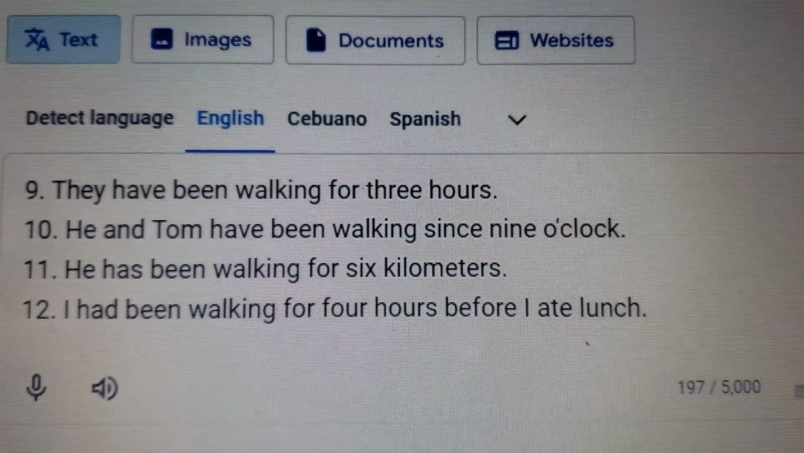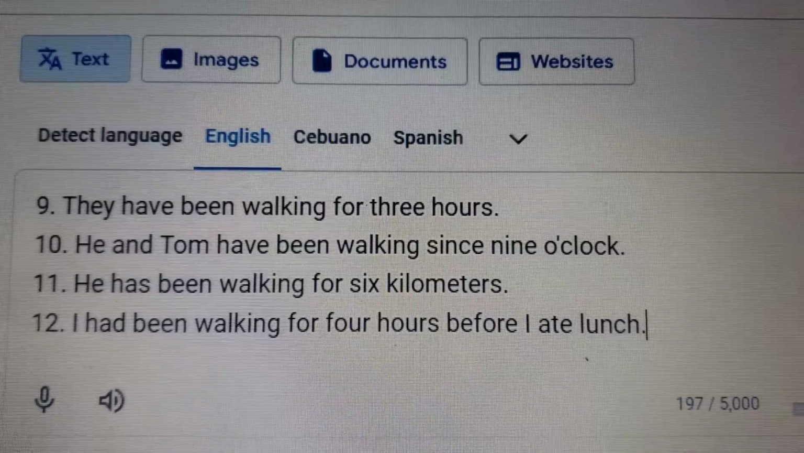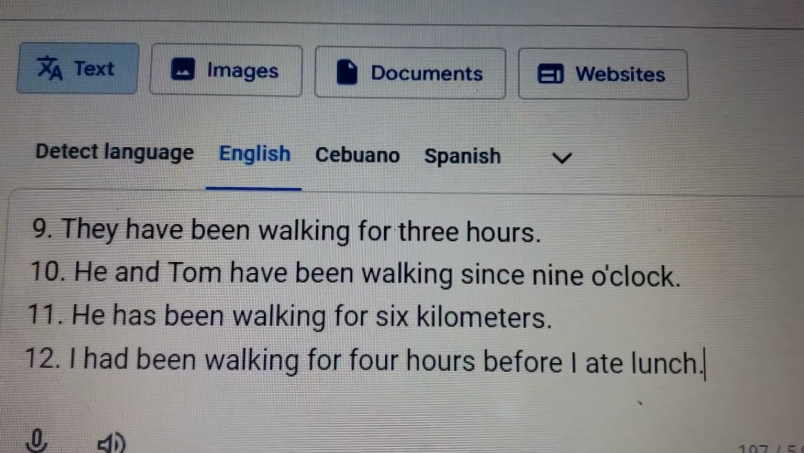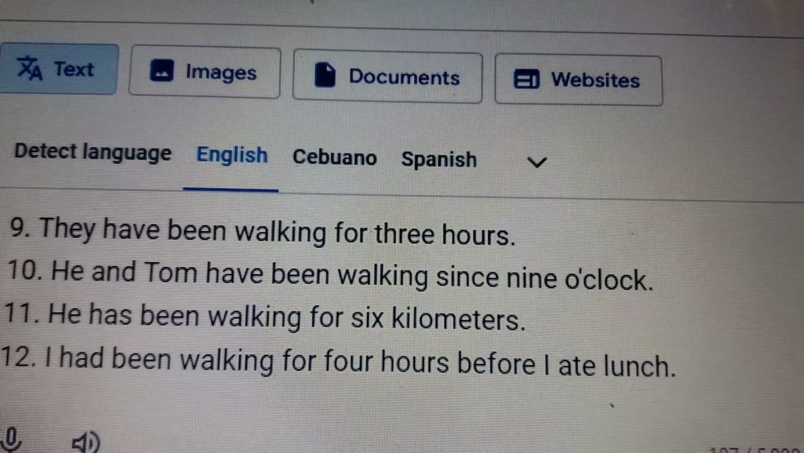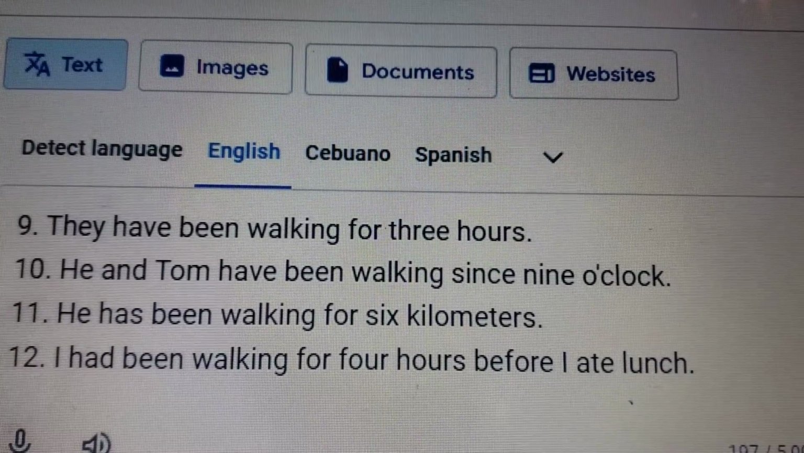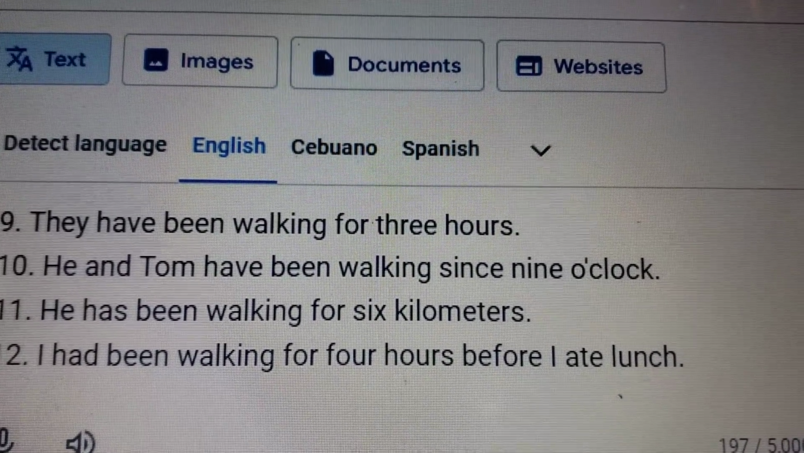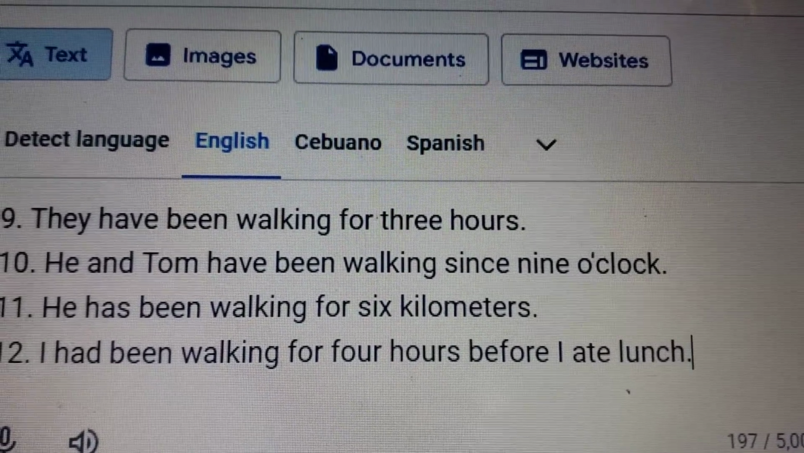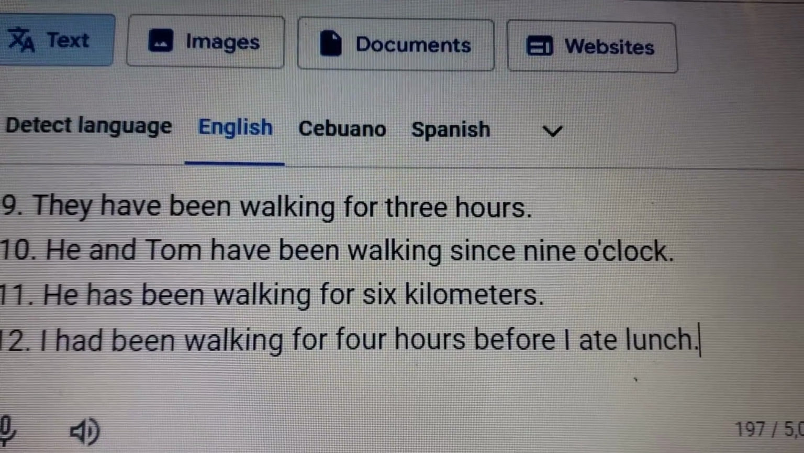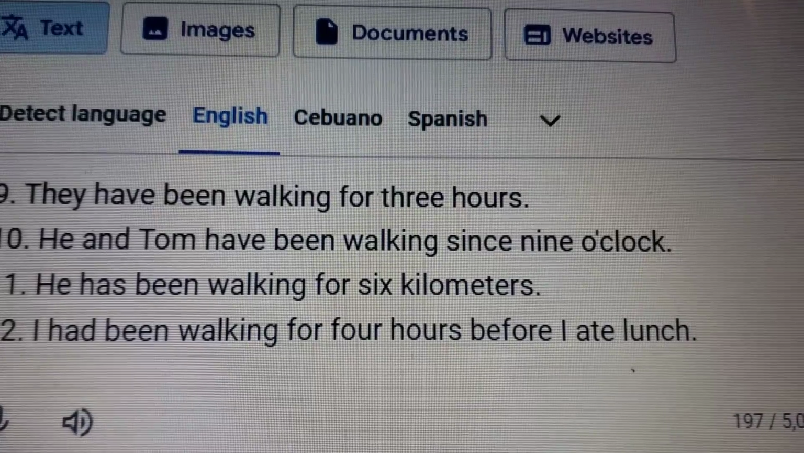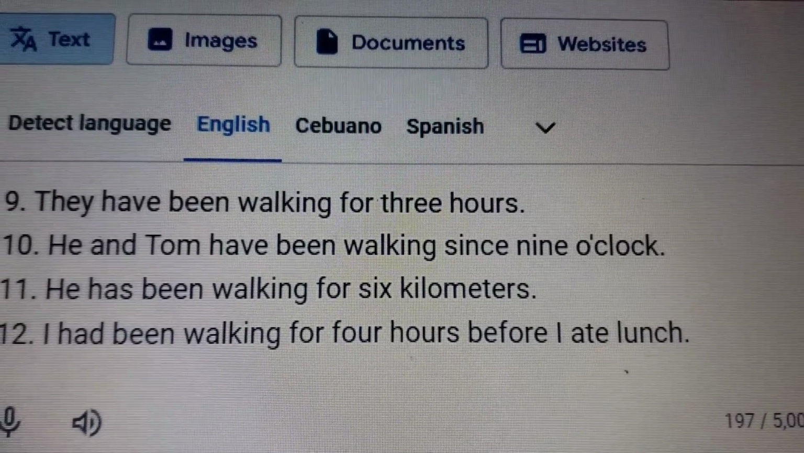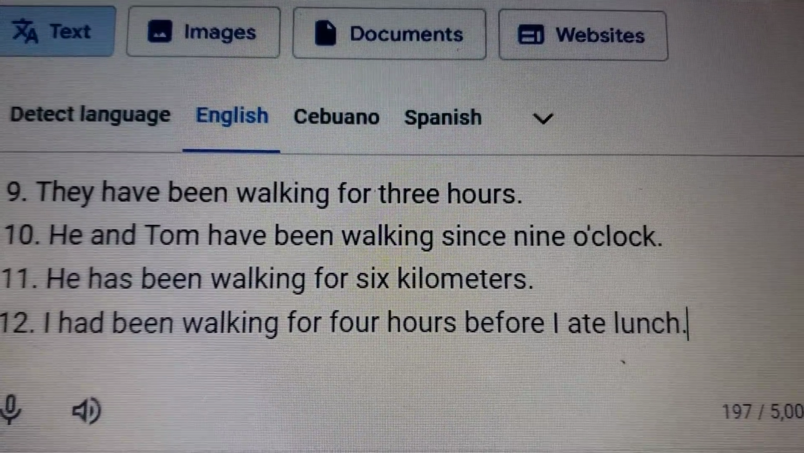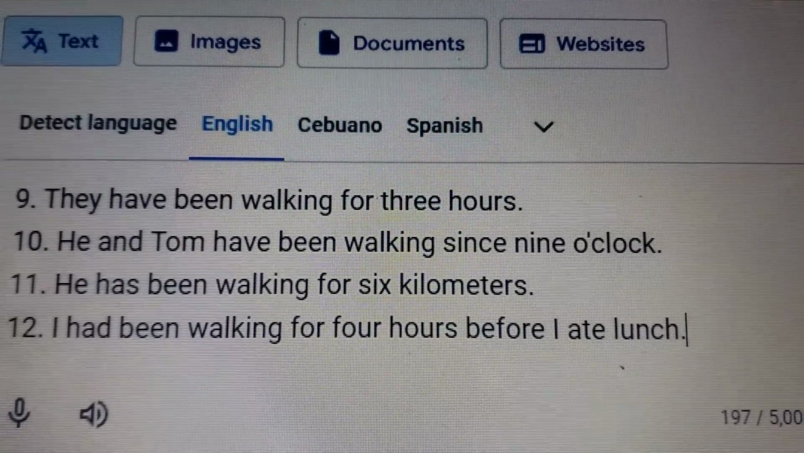Number 11, he has been walking for 6 kilometers. Again, same as number 8, 9, and 10, all present perfect progressive tense. So we're looking at number 11. This is a singular person, he. So we'll say he has been, because 9 and 10 were they and he and Tom. He has been walking. And then here we're looking at distance, kilometers. So we have to use for 6 kilometers. He has been walking for 6 kilometers. Again, this is an action continuation, an action from the past, extending into the present, and possibly into the future.